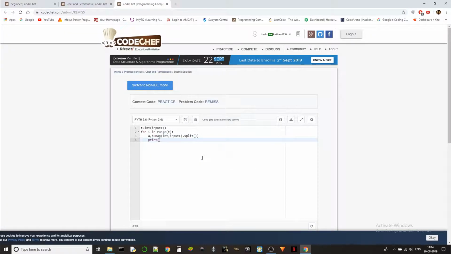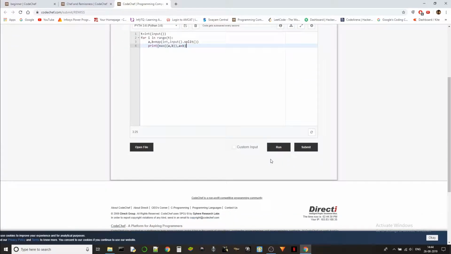Guys, we can just print max of A, B. Let's give it as a tuple so that there won't be any problem with the max function, because the max function only takes one parameter, I think. So we get the minimum, which is the maximum of both of these, and then what's the maximum range? A plus B, right? So we are printing the minimum and maximum.